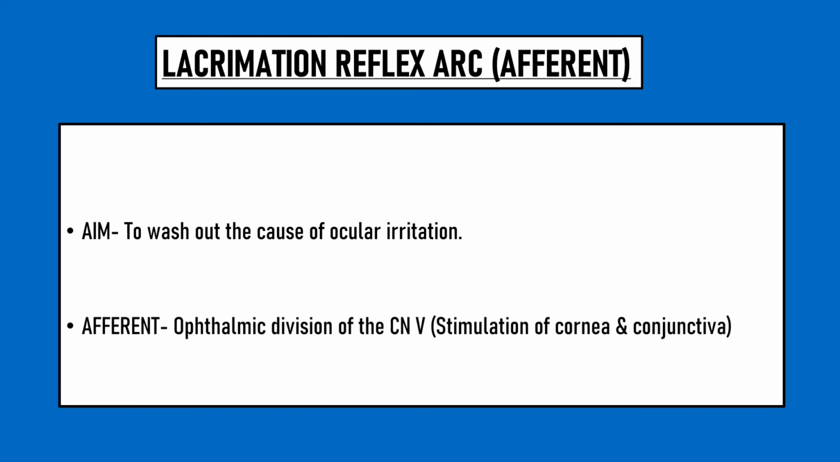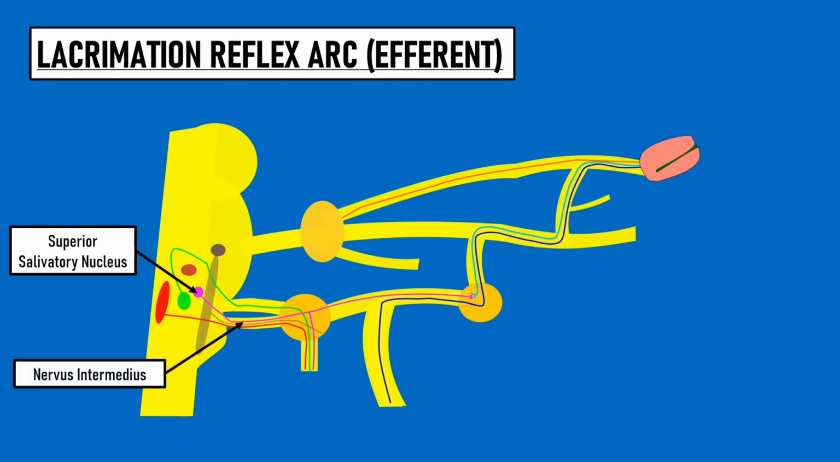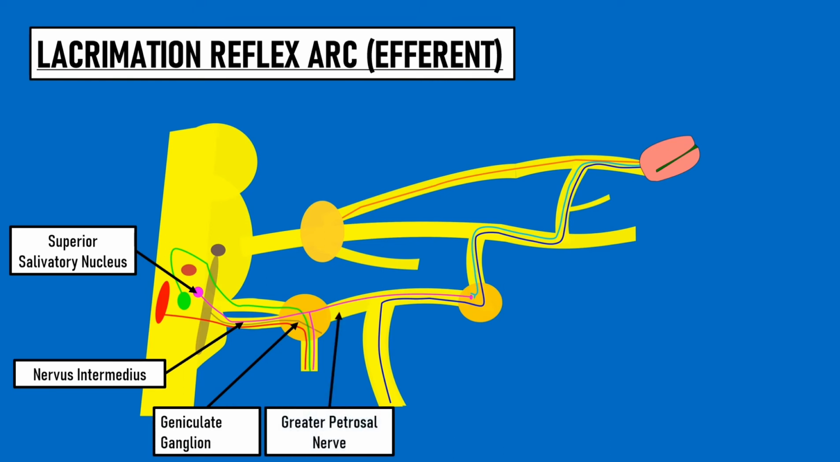Stimulation of the cornea and conjunctiva activates this reflex pathway, and the afferent limb is via the ophthalmic division of the trigeminal nerve or the fifth cranial nerve. So we will repeat the efferent pathway of the lacrimation reflex arc. The preganglionic parasympathetic fibers emerge from the superior salivatory nucleus located in the pons. They emerge out of the brainstem as the nervus intermedius. Then they enter the geniculate ganglion. From the geniculate ganglion, they are carried by the greater petrosal nerve.